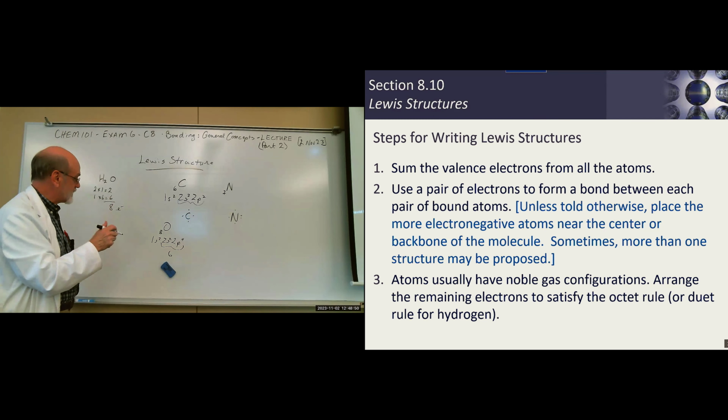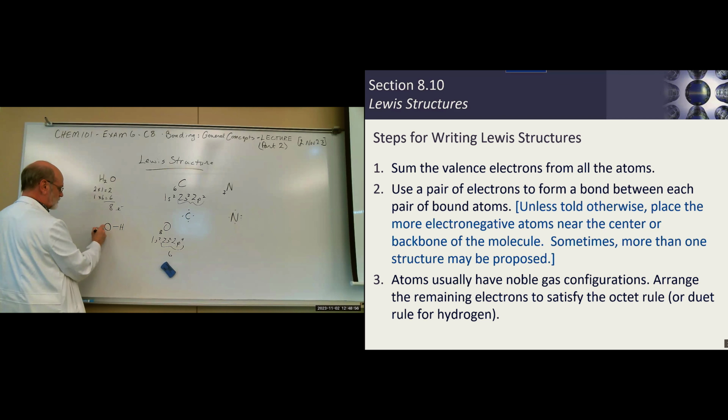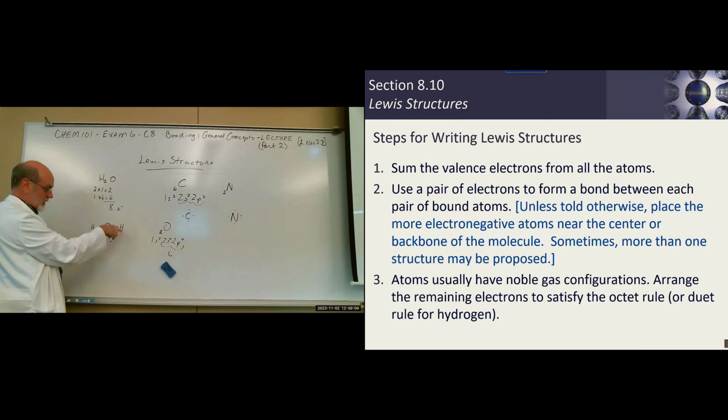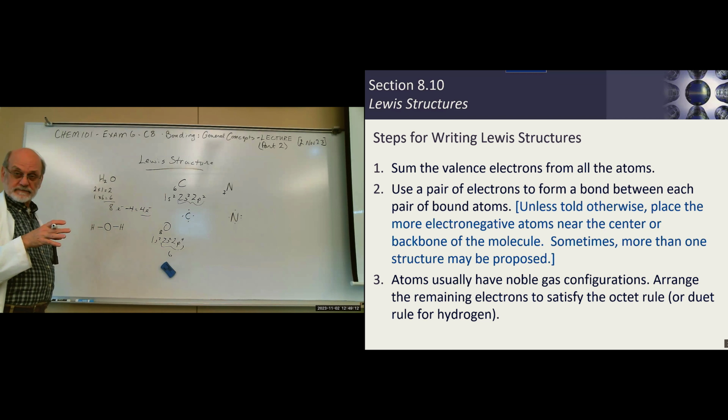So then you take 2 electrons and 2 electrons and form a single bond with the remaining atoms around the central atom. So that's 2, 4. We have 4 electrons left over.